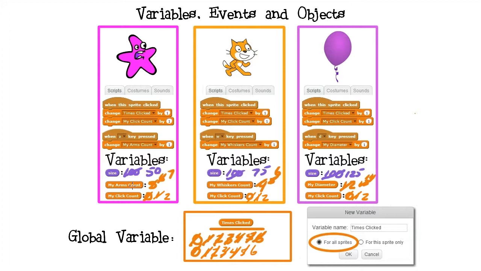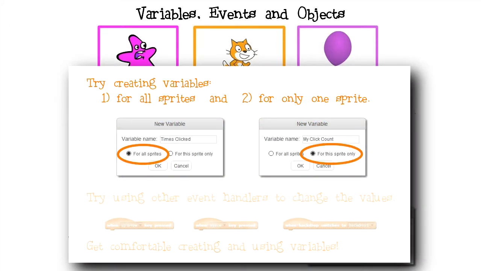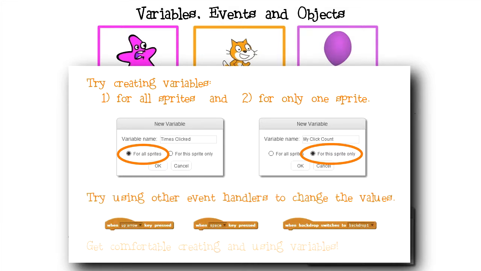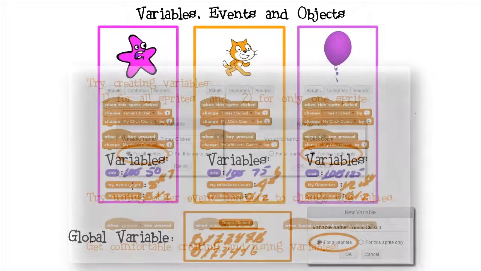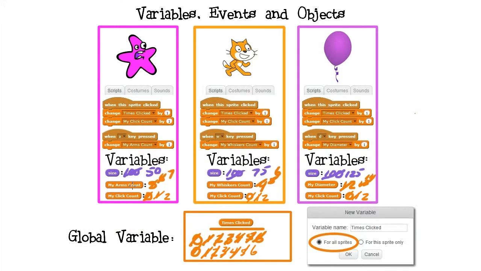Try changing the program. Try adding more variables for all the sprites and for only one of the sprites, and use other event handlers to change the values. It's important you get comfortable with variables that are for all sprites and for only one sprite. But above all, have fun with the examples.